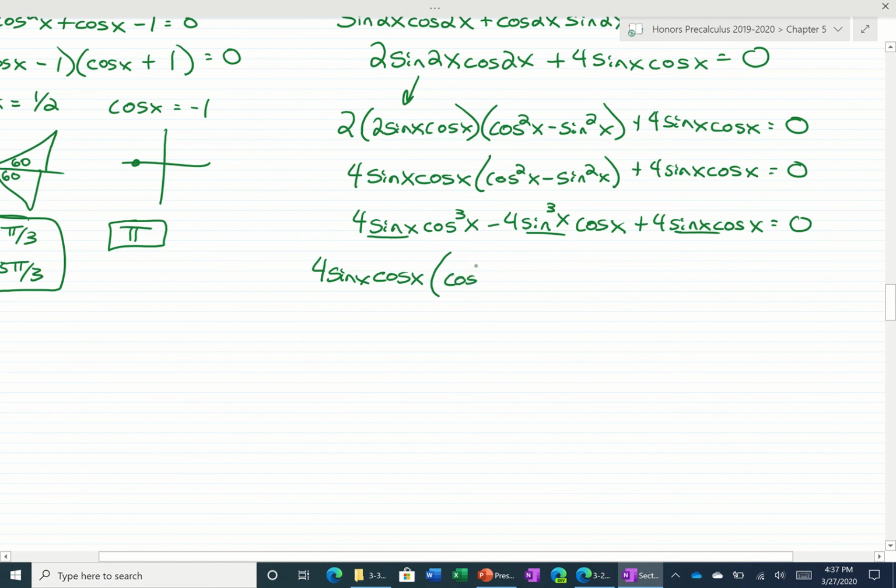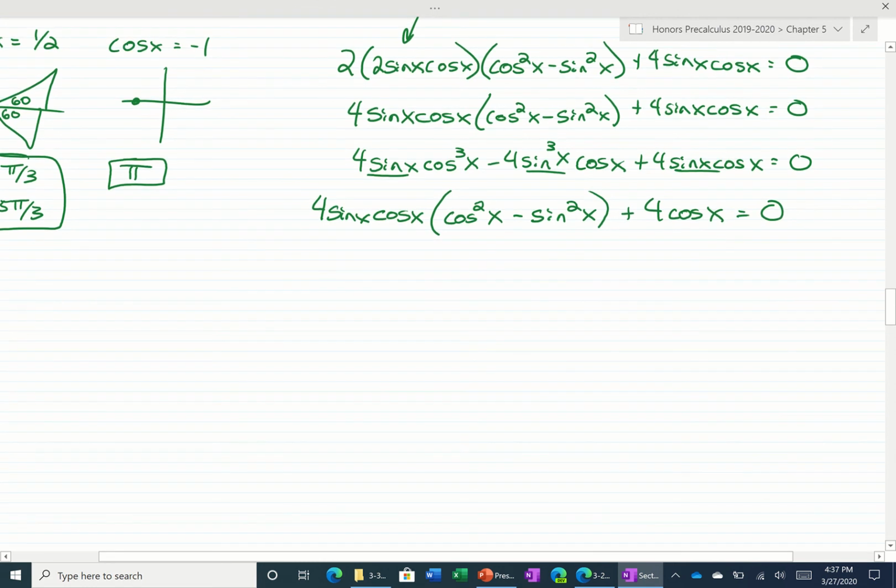We would get cosine squared of x minus sine squared of x plus 4 cosine of x equals 0. Oh, wait a minute. I'm sorry, guys. We took out a 4 sine of x cosine of x, so that would just become 1. All right.